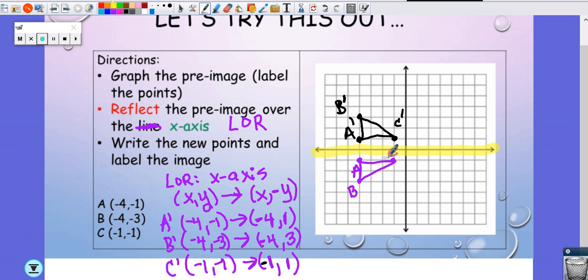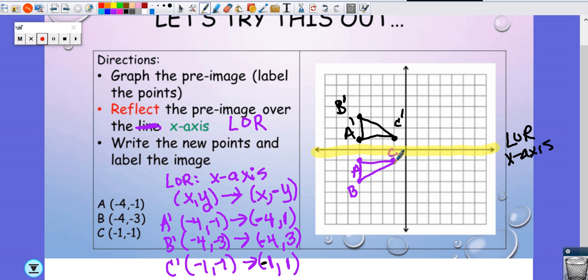Because first of all, the shape shouldn't change. So if I put this way out here, that means the shape is going to change. And not only that, if I fold along this yellow line, which is my line of reflection, and it's the x-axis in this case, then this point should touch this point, and this point should touch this point, and this point should touch this point.